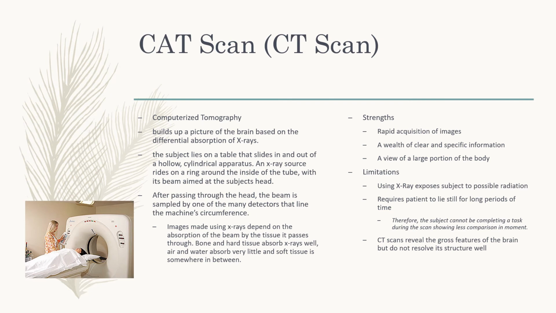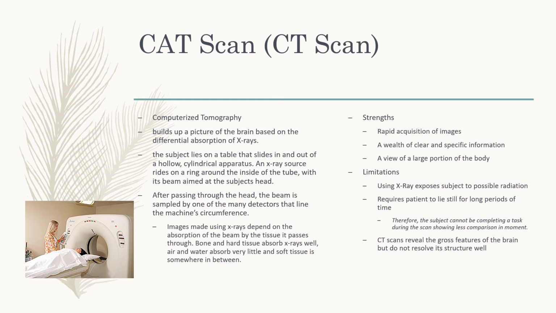All right, the next type of structural imaging are CAT scans. This stands for computerized tomography, and it builds up a picture of the brain based on the differential absorption of X-rays. And so the subject lies in something that looks like that. It's much smaller than the MRI machine, and an X-ray source rides on a ring around the inside of the tube with its beam aimed at the subject's head.